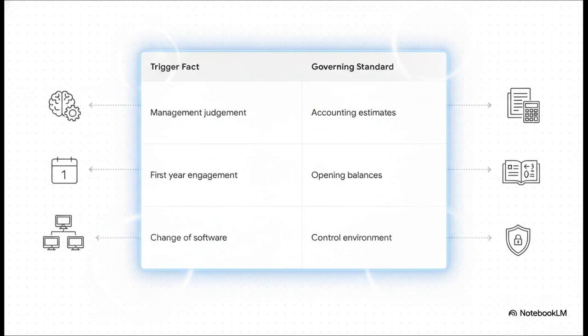A provision resting on management's judgment, that's there for accounting estimates. A first-year engagement is there because of opening balances. And a change of accounting software during the year, that's triggering the control environment. The beautiful thing is, once you can read these trigger facts, the standard basically announces itself. You aren't just desperately trying to recall it from memory anymore. The question has literally handed it to you.